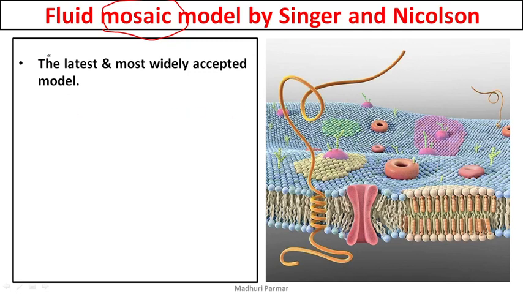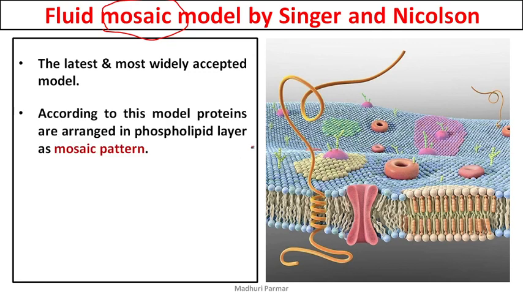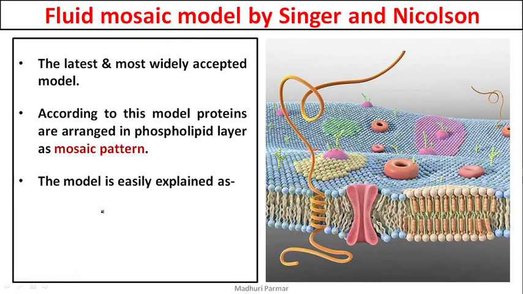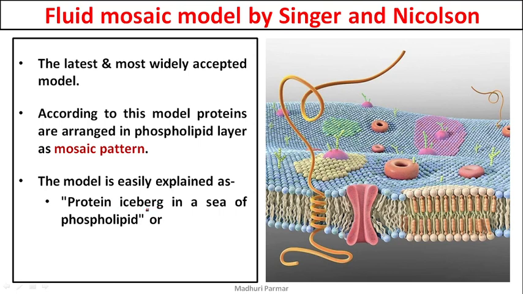So the fluid mosaic model was proposed by Singer and Nicolson. According to this model, the proteins are arranged in the phospholipid layer in a mosaic pattern. This is the phospholipid layer that you see, and in this phospholipid layer, like a mosaic, you find different proteins present. These are all proteins, so they are present as a mosaic. If you want to describe this model in simple words, how will you say it? It is a protein iceberg.